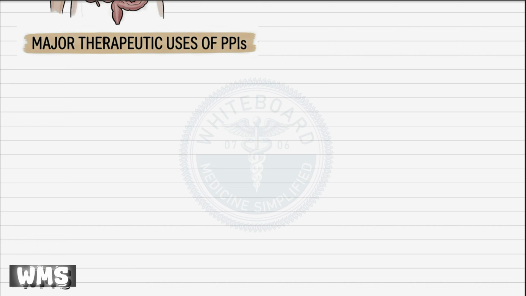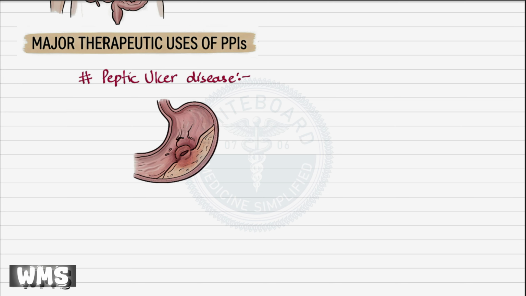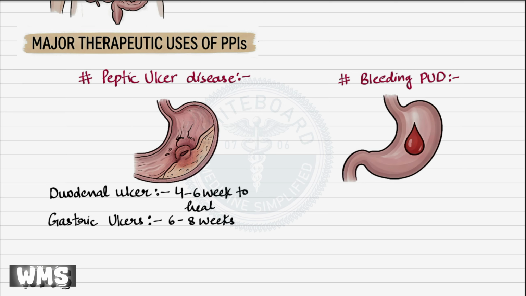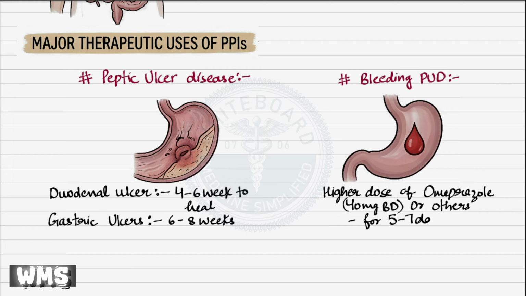To begin with, PPIs are widely used in peptic ulcer disease, especially in patients who do not respond adequately to H2 blockers, as they promote faster ulcer healing and more effective pain relief. Most duodenal ulcers heal in 4 to 6 weeks, while gastric ulcers require somewhat longer time of 6 to 8 weeks. Bleeding peptic ulcer patients run the risk of rebleeding. Higher dose of omeprazole, that is 40 milligrams twice daily, or other PPIs for 5 to 7 days reduce the risk of bleeding.